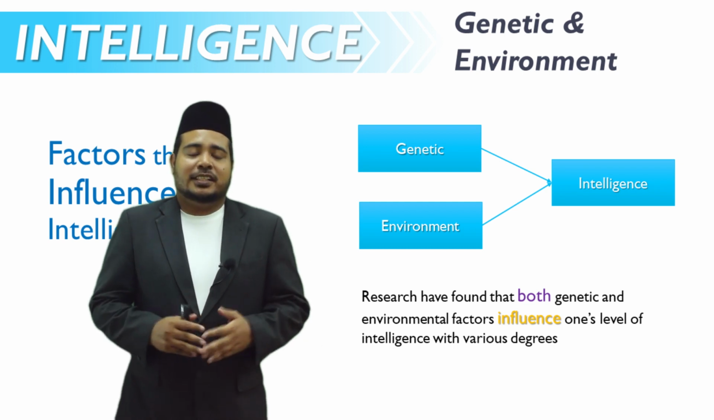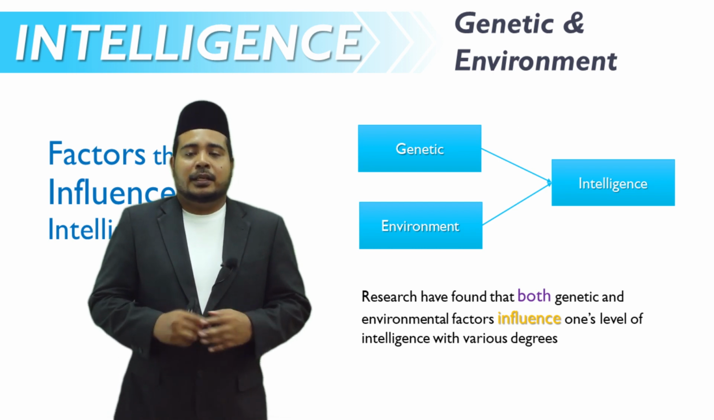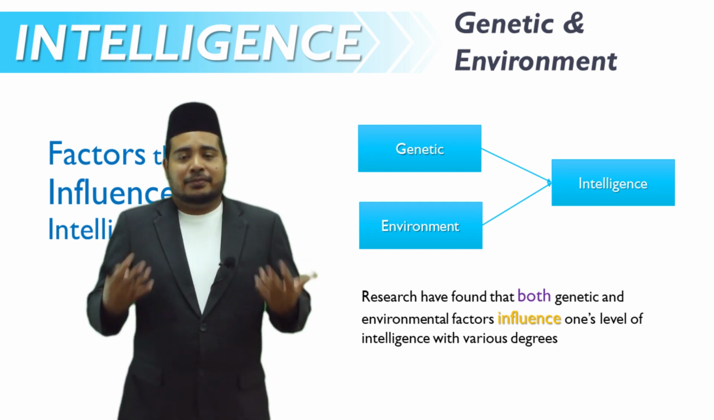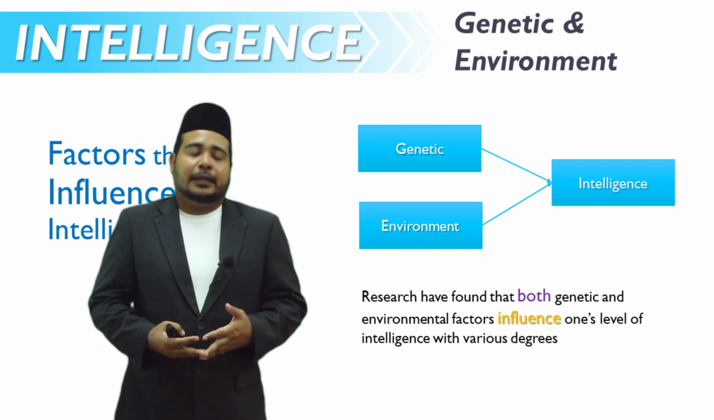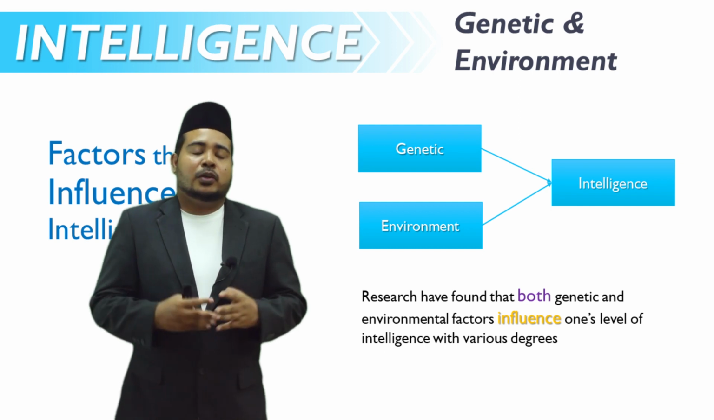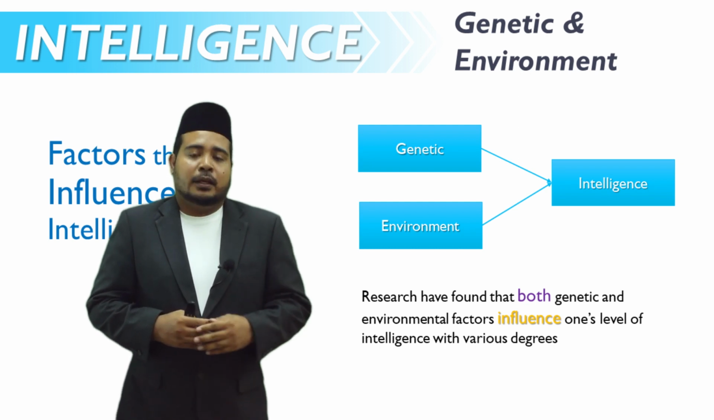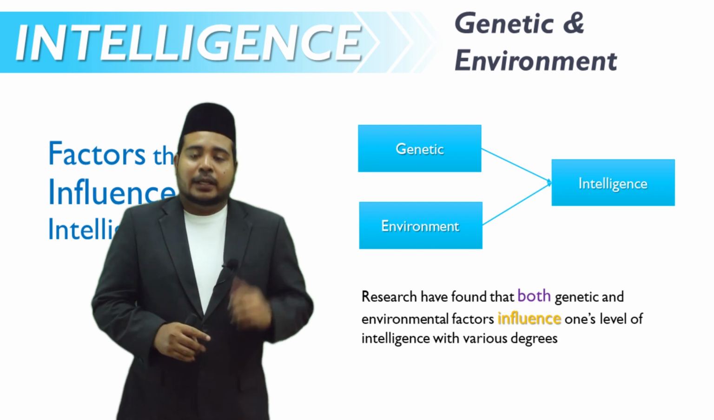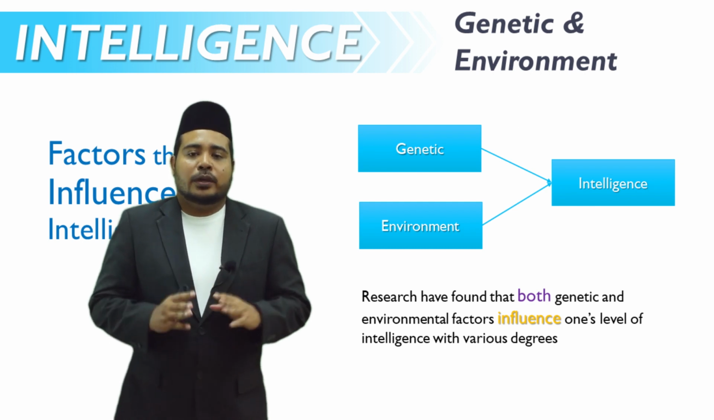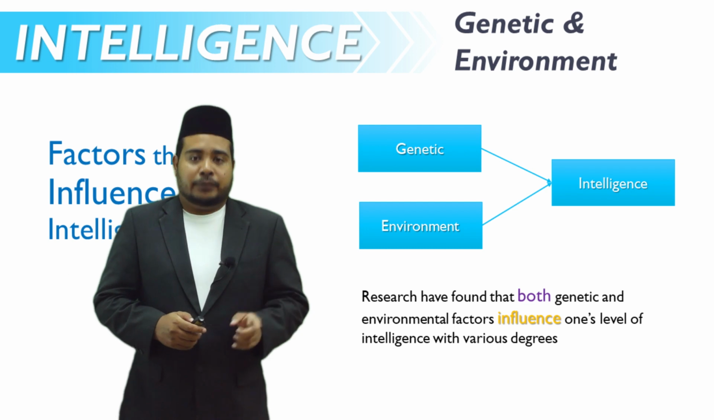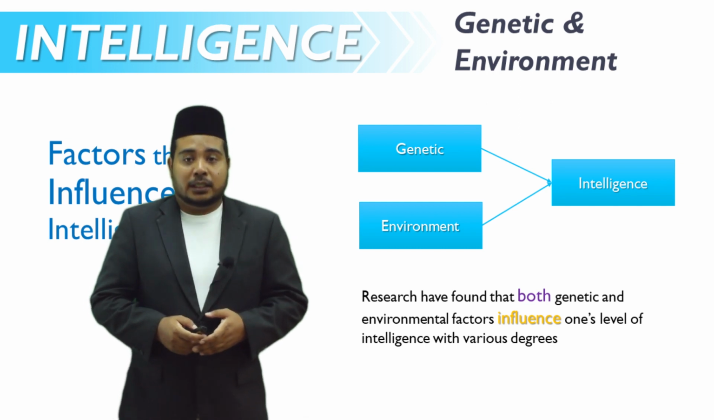Intelligence is an interesting topic. Okay, not only psychologists, people in the public, teachers, parents are also interested in intelligence. Mostly they want to know what the factors are that contribute to intelligence. How can they enhance their own intelligence? Okay, psychologists discuss at length the contribution of two factors to someone's intelligence, which are genetics and environment. So research has found that both genetic and environmental factors influence one's level of intelligence to various degrees. So not only one factor, but both. And sometimes the combination of both genetic and environmental factors.